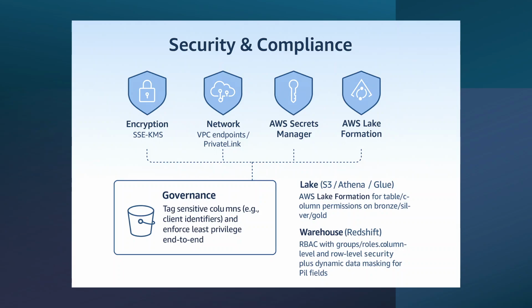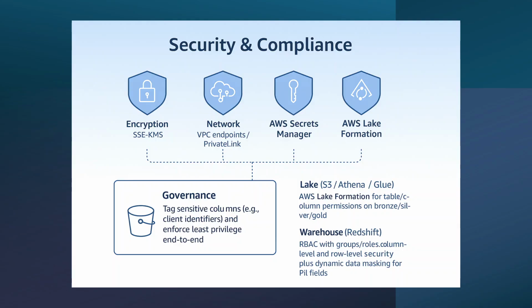For example, S3 uses SSE-KMS with customer managed keys for each environment. Redshift snapshots are also encrypted. And all transfer services like DMS, DataSync, and Transfer Family use TLS 1.2 for secure connections.